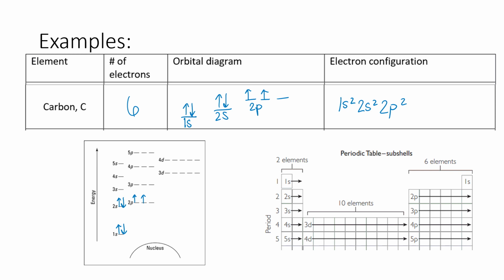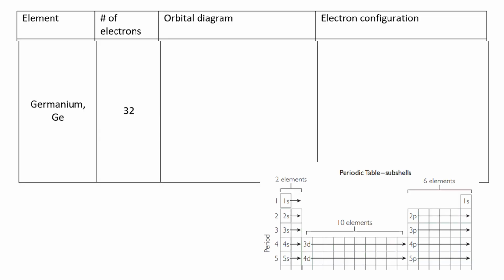All right, let's try one more. Okay, germanium, 32. If you look on your periodic table, germanium is right over here. It's right there, so it's in the 4th row over in what we call the P block over here. So I'm actually going to do the electron configuration first. Sometimes it's easier to do that first. So I'm just going to follow my pattern. So I'm first going to go the 1s. Okay, and then I'm going to go down to the 2s. What comes next over here is 2p.